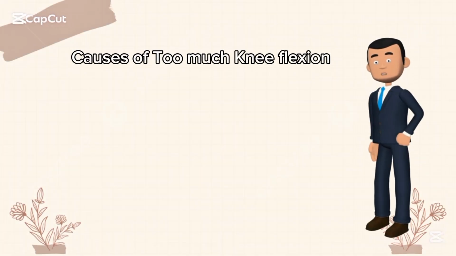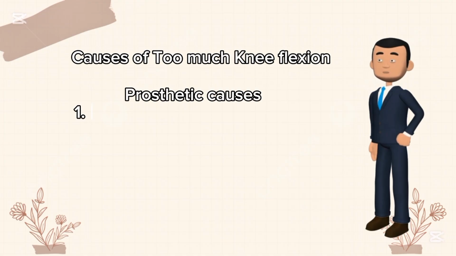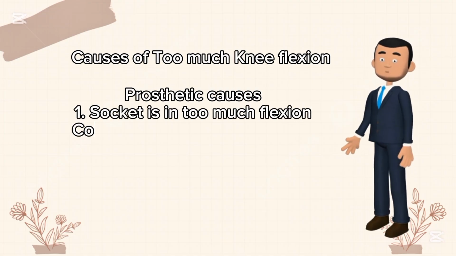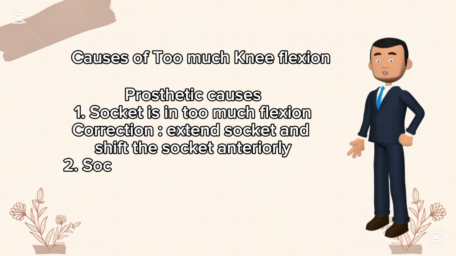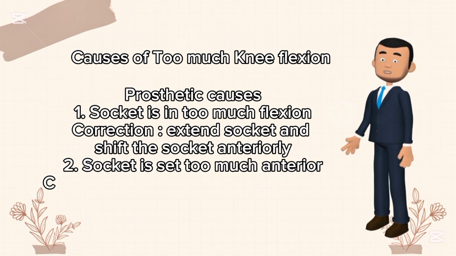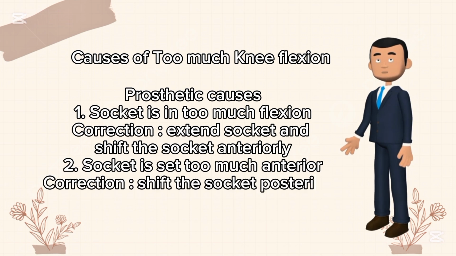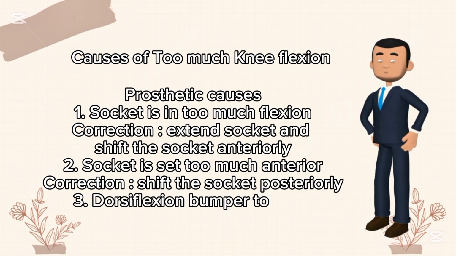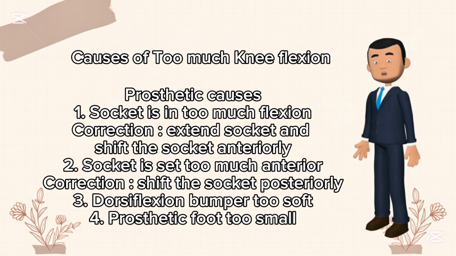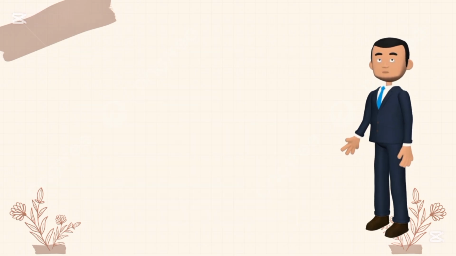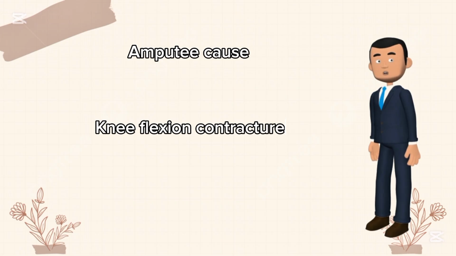Causes of too much knee flexion. Prosthetic causes. First is the socket is in too much knee flexion. Correction: extend the socket and shift the socket anteriorly. And the second is the socket is set too much anterior. For the correction, shift the socket posteriorly. And the third is the dorsiflexion bumper is too soft. Fourth is the prosthetic foot is too small. And for the amputee causes, the knee flexion contracture.